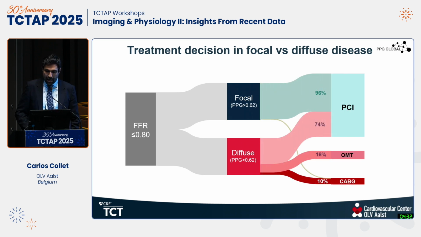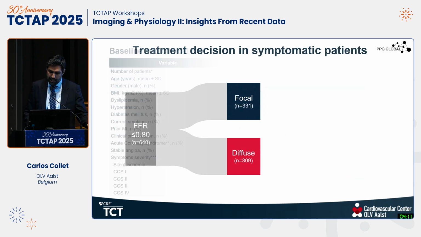If we think about what happened with the patients, this is the treatment strategy. Basically, all of the patients, or 96% of those with focal disease, underwent PCI, but look what happened. Almost 26% of the patients with diffuse disease, divided by the median of PPG, were treated with a different approach, being medical therapy in 60% and surgery in 10% of the cases.